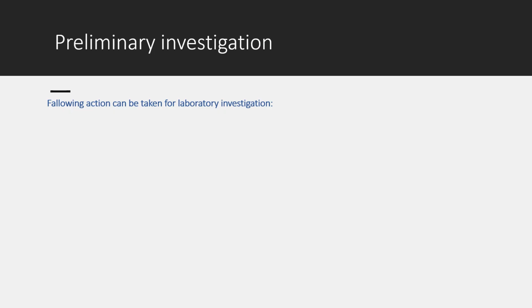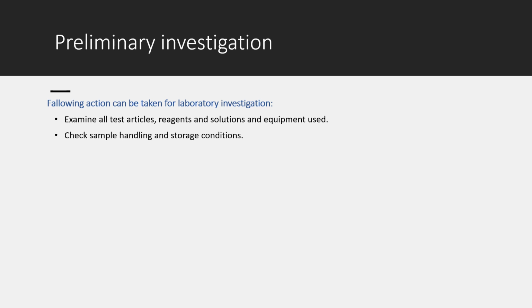So now we will discuss a few examples of what can be considered in a preliminary laboratory investigation for phase 1. I'm explaining these just for training purposes, and this example is based on an OOS result observed using an HPLC instrument. The investigation can be different based on the nature of the OOS observed. So you can see the following actions we can take in the laboratory investigation. First, examine all test articles, reagents, solutions and equipment used. The section head will check all analytical solutions, reagents and equipment for any discrepancy, right? Next, check sample handling and storage conditions. The sample handling procedure and its storage condition should also be checked for any discrepancy.